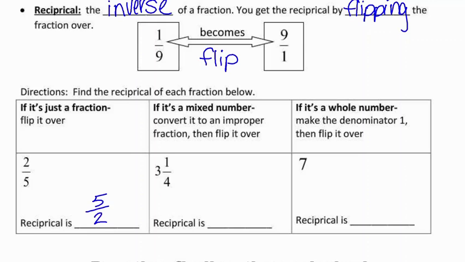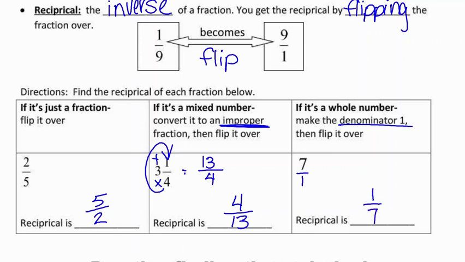If we have a mixed number, you first have to turn it improper, and you have to use that magic C. Multiply at the bottom, add at the top. 4 times 3 is 12 plus 1 more gives you 13/4. Then I find the reciprocal now that I have it improper. So the reciprocal of 13/4 will be 4/13. If it's a whole number, you make sure you put that denominator of 1 because you have to turn it into a fraction first before you can do the reciprocal. So 7/1 becomes 1/7 as the reciprocal.